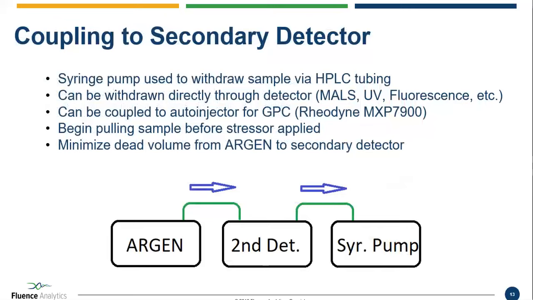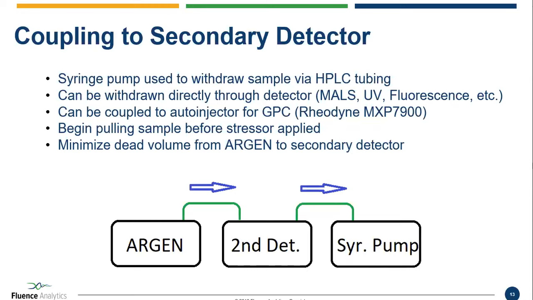One thing to keep in mind when doing this is that the dead volume in your secondary detector needs to be fairly small. The ARGEN system itself, the cuvettes that are in there, are capable of holding about 3.5 mLs of total material. So that necessitates having a small dead volume in any secondary detection methods. Another consideration is that when you are pulling from the ARGEN through a secondary detector, you need to match your flow rates to the expected time of your experiment. So if you're going to be looking at something that's occurring over multiple hours, you want to go for a very low flow rate so that you don't basically drain out all of your sample.